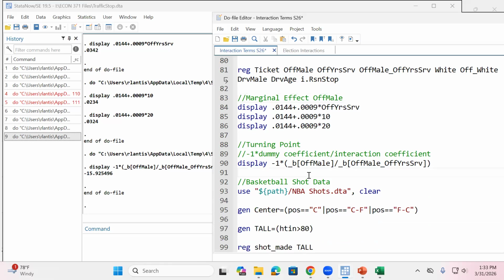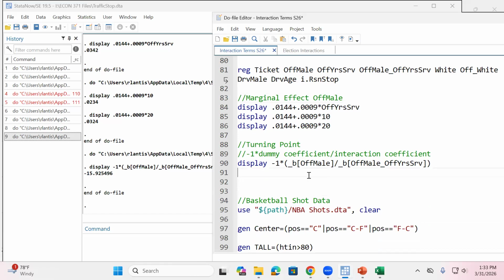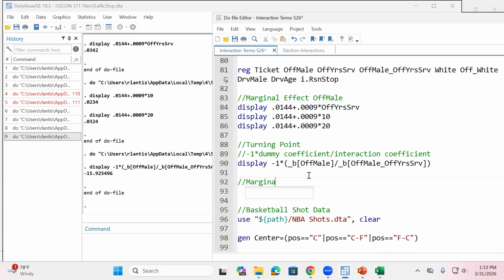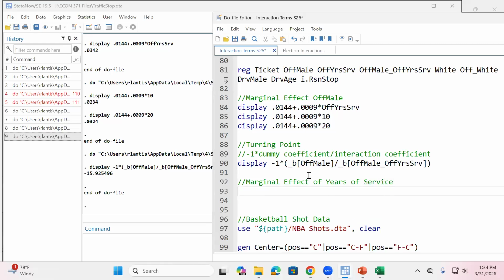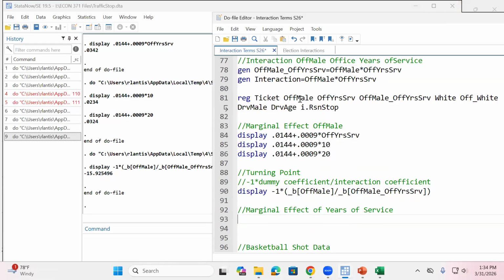Okay. Now, we did some of this last class, but what if instead I wanted the marginal effect of that continuous variable? So if I take a derivative of this function with respect to officers' years of service, all I'd be left with is, so I'm going to use that display command, the coefficient on that continuous variable.